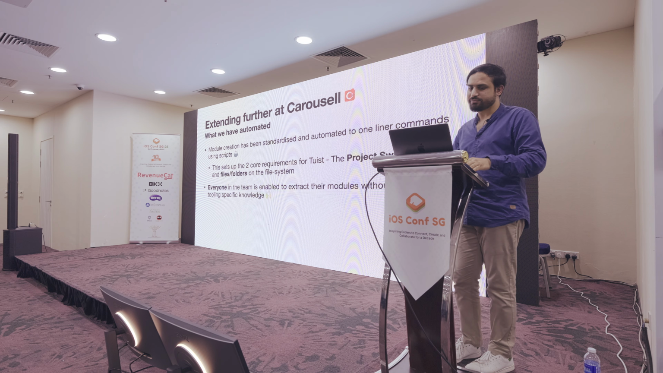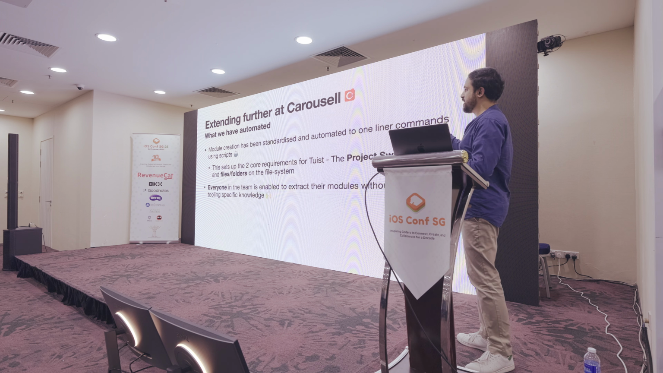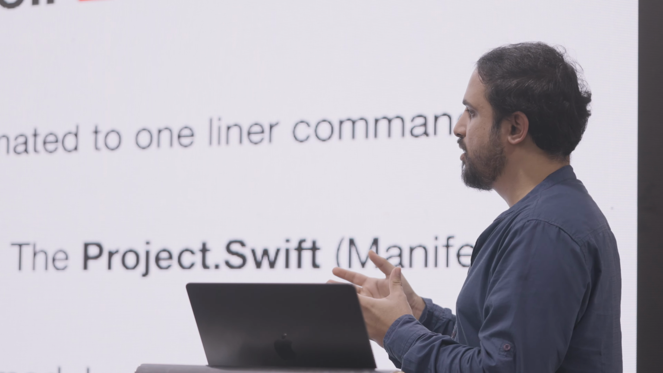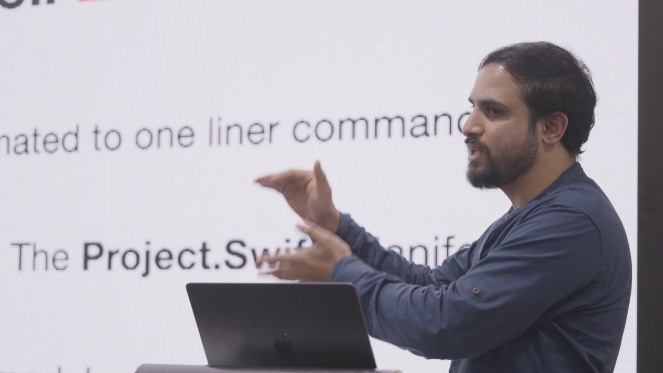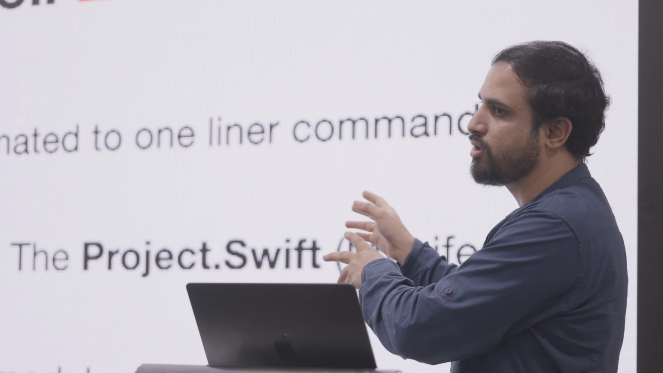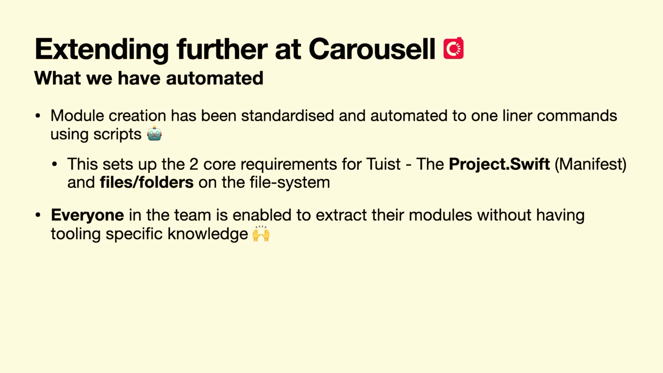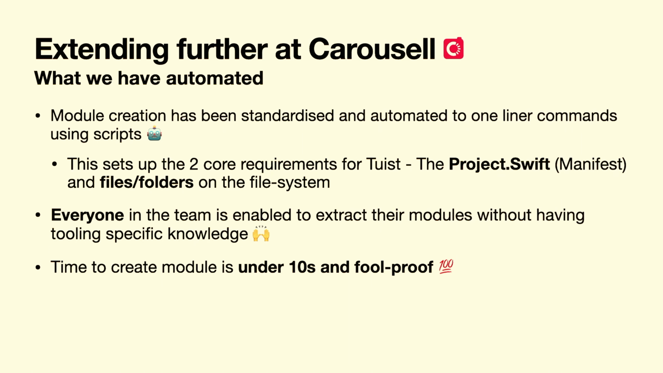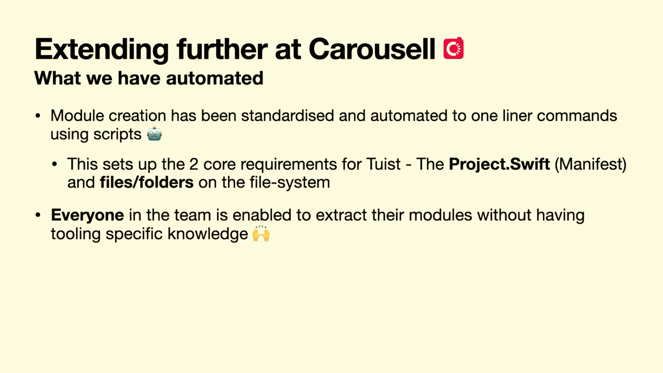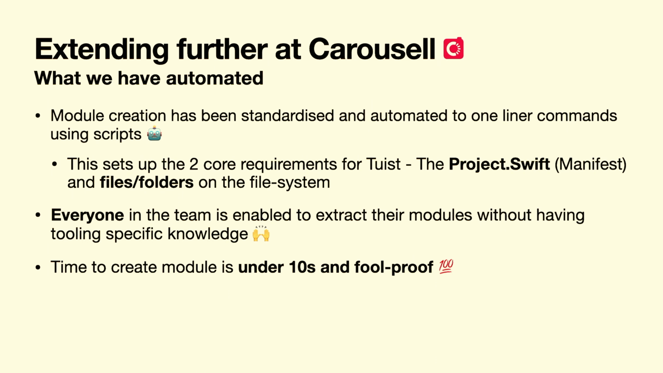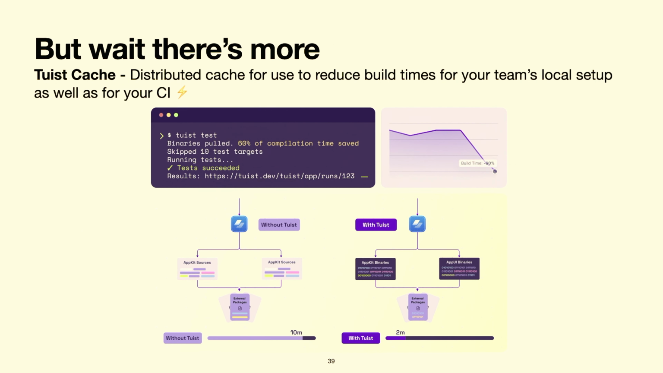Oh, okay, cool. All right, so just a few other things that we have extended based on this at Carousell is that we have standardized the module creation. So we have written a few scripts with that, basically one-liner commands. You just run a command, it will do the bit of setting up the folders and the files in the file system, and also create the project.swift. So the engineer doesn't have to do anything from their end apart from filling in the manifest, and it creates an experience of under 10 seconds, and it's foolproof because it's standardized. So this is the approach that we have taken in order to modularize at Carousell.